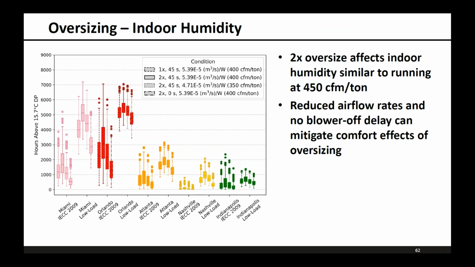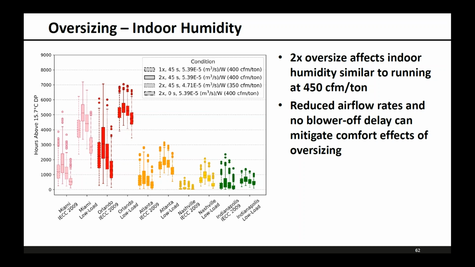And finally, looking at oversizing, there's a lot going on in these plots, but the first box and whisker for each city is our baseline case. So that's our Manual J, Manual S sized unit with a 45-second blower off delay and 400 CFM per ton. The second bar shows the impact of the 2 times oversize, so a cooling system that has twice the capacity of our baseline case.